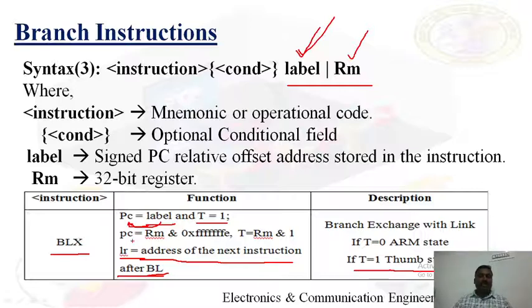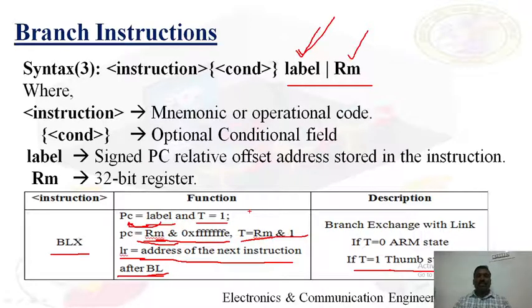If you are using Rm here, then the same process as before: it is ANDed with 0xFFFFFFFE, so the last bit is 0. The last bit being 0 means the address is made word aligned, and that address is copied to the PC register. Then T is set based upon bit 0 of Rm. If bit 0 of Rm is 1, then it is Thumb state. If bit 0 of Rm is 0, then it is ARM state. So this is the function of the BLX instruction.